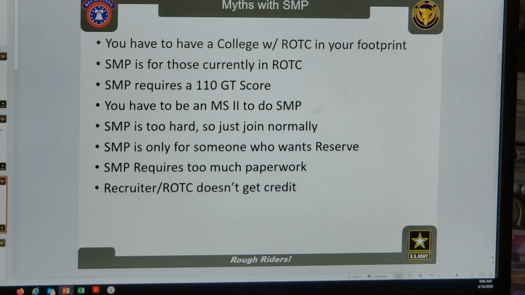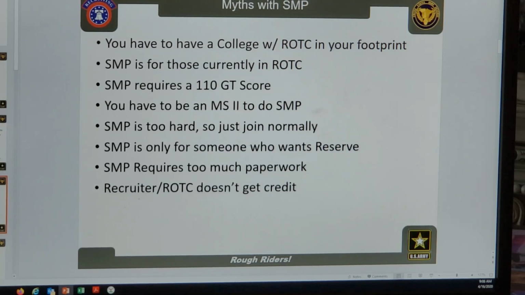Myth number 4, you have to be an MS2 to do SMP. Yeah, so there's a lot of muddy language in that regulation, kind of talks about some MS2 stuff, and you might be kind of confused, like when can I start the process? It's not true. You don't have to be an MS2 to do an SMP. You can have no college education and do SMP, and we'll go over that later. So just understand that, get rid of that myth.